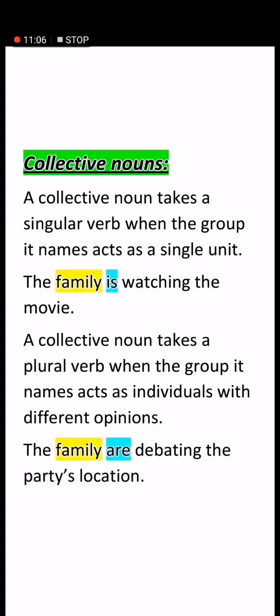The subject here is family. It is a collective noun and it acts as a single unit. While when the collective noun acts individually, as individuals with different opinions, it takes a plural verb. Example: the family are debating the party's location. So the members of the family do not have the same opinion, and that's why we use a plural verb.